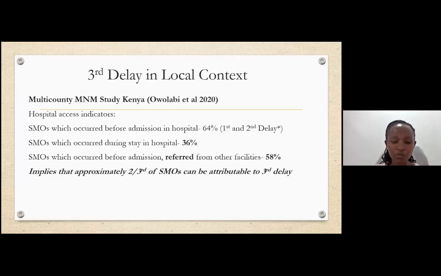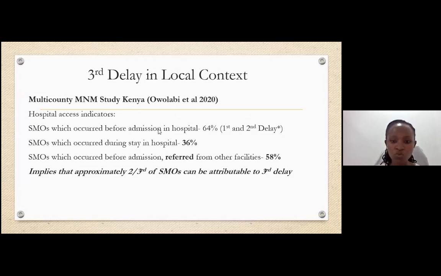So there was also another study that was conducted on maternal near misses in, I think it was 30 counties in the country. This is a 2020 study. And they found that the severe maternal outcomes, which we said is a combination of the near misses and maternal deaths, the ones which occurred before hospital admission accounted to 64%. So that's a factor of first and second delay, although I'm going to explain that further. So severe maternal outcomes which occurred during the hospital stay were 36%.